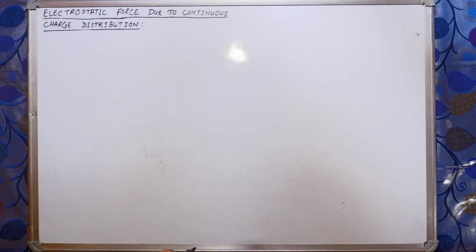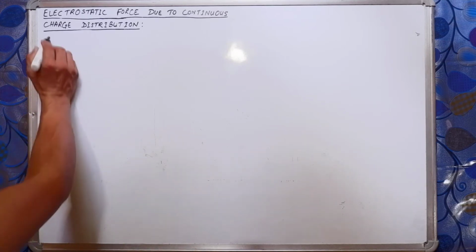Okay, today we will do electrostatic force due to continuous charge distribution. In this case we will have three parts. The first part is linear charge distribution, the second part is surface charge distribution, and the third part is volume distribution of charge. Now let us start with the first part, that is linear charge distribution.